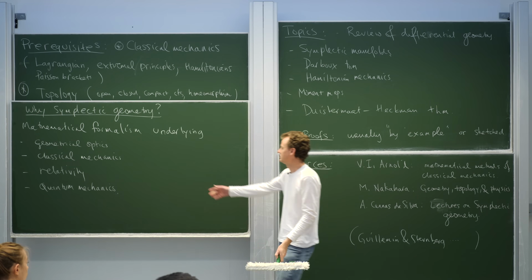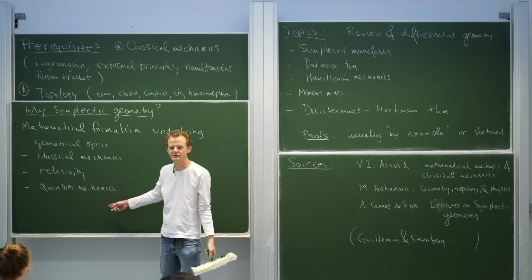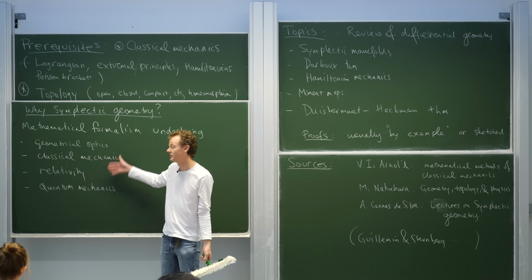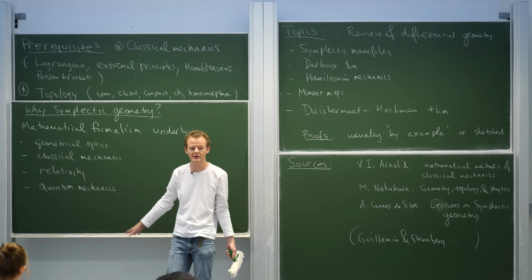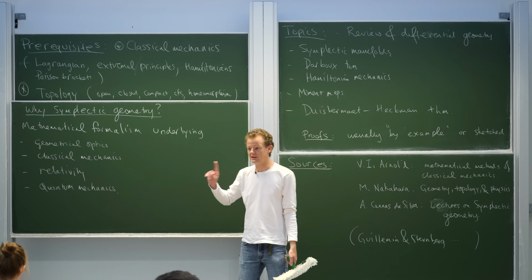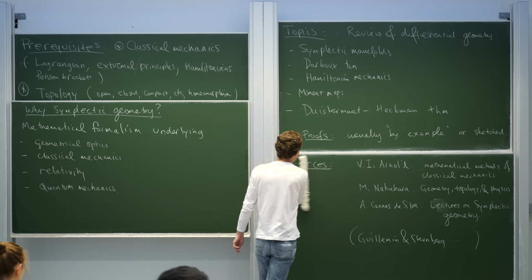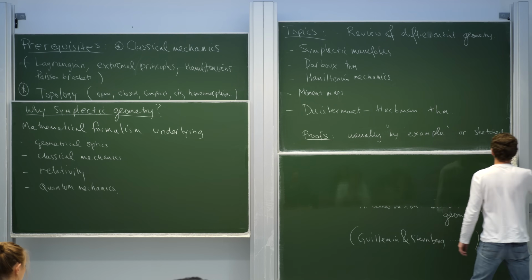Now there's gaps in this list, right? There's nothing about statistical physics here, although we could put that there. There's a sense in which symplectic geometry underlies statistical physics and thermodynamics. There's places where it doesn't work, at least not very easily.